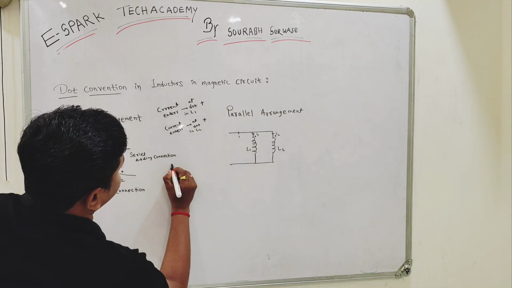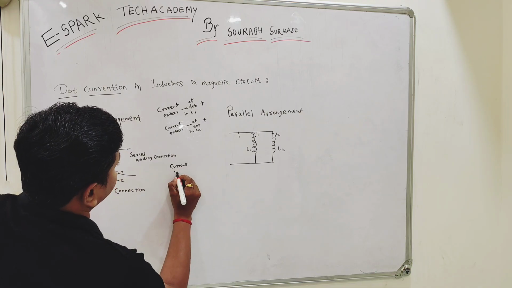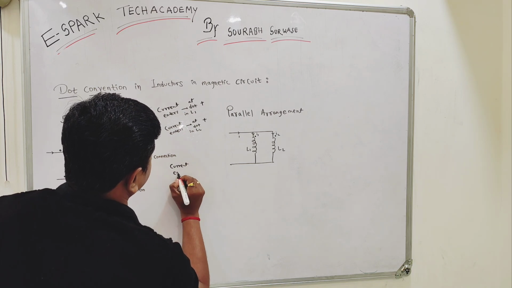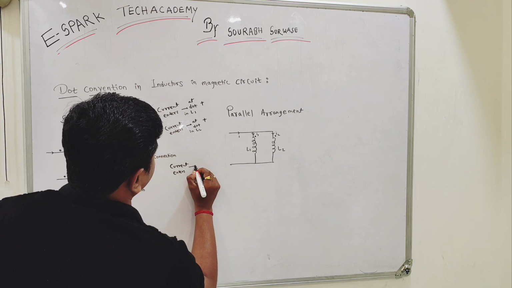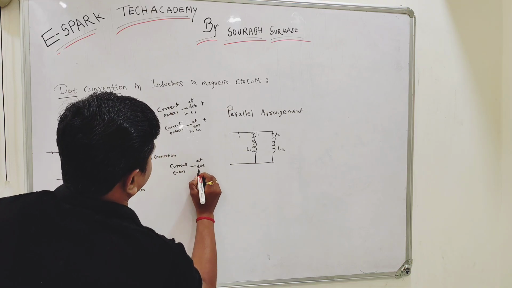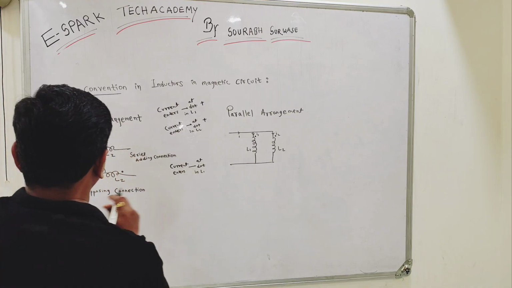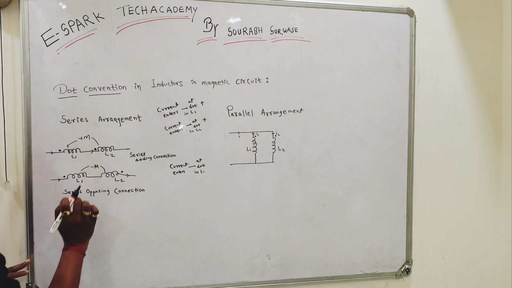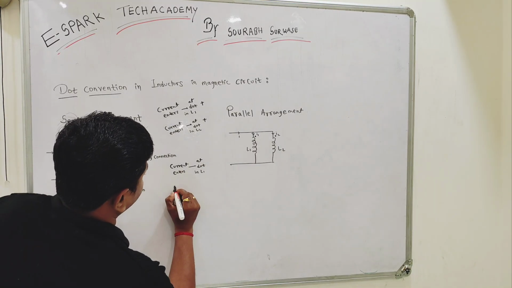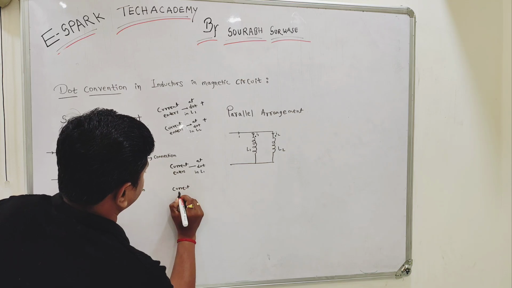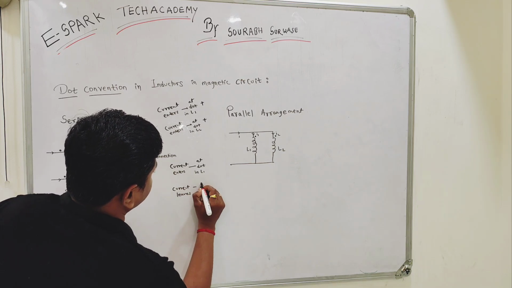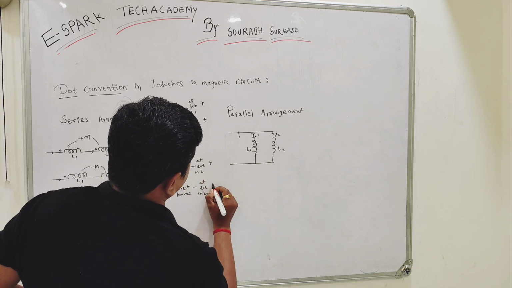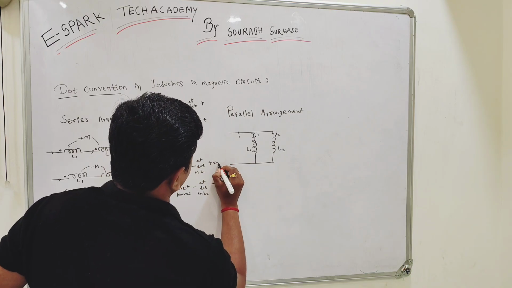If current enters at the dot in L1, as in this case, and current is leaving through the dot in L2, then this is indicated as positive but this is indicated as negative.